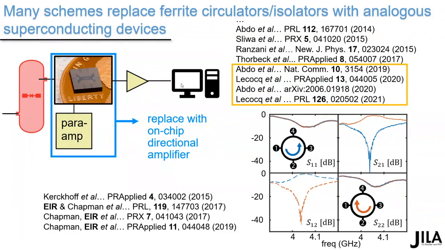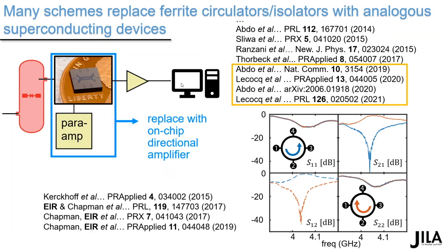But that's the chip in this photo. This individual chip is really a four-port circulator whose scattering parameters are shown in the bottom right of the slide. And the blue and the orange lines are when the circulator has been tuned to forward or reverse circulation. And we can see better than 20 dB over some tens of megahertz of bandwidth.